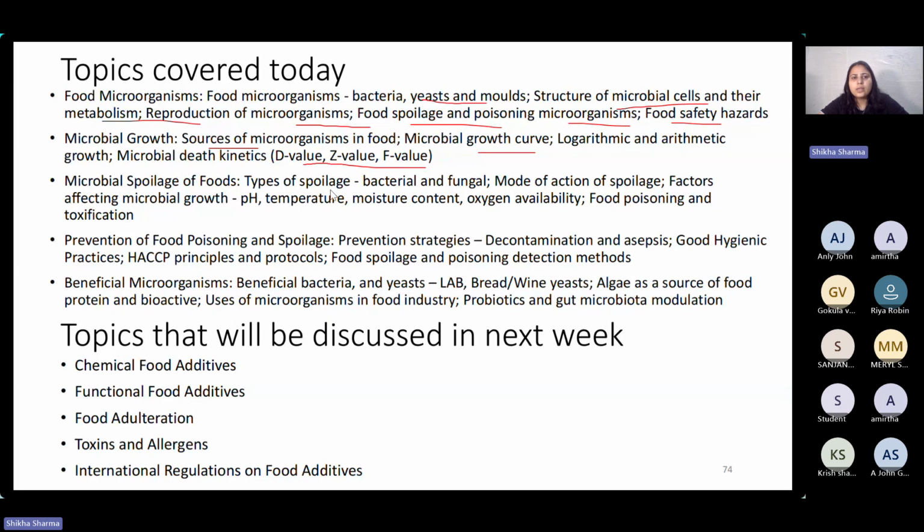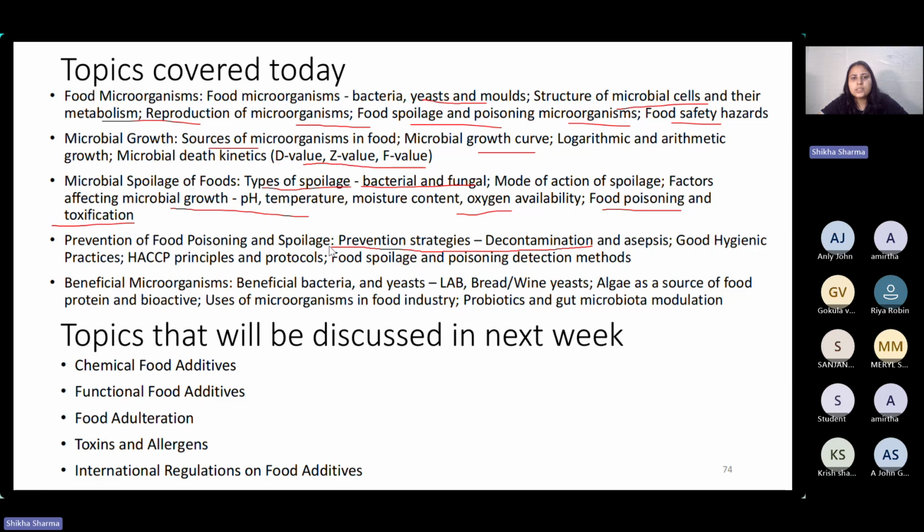And then we discussed the types of spoilage, bacterial and fungal, and how they can affect human health, and the different factors like pH, temperature, moisture and oxygen availability, and their impact on microbial growth. Then we discussed food poisoning and food intoxication.